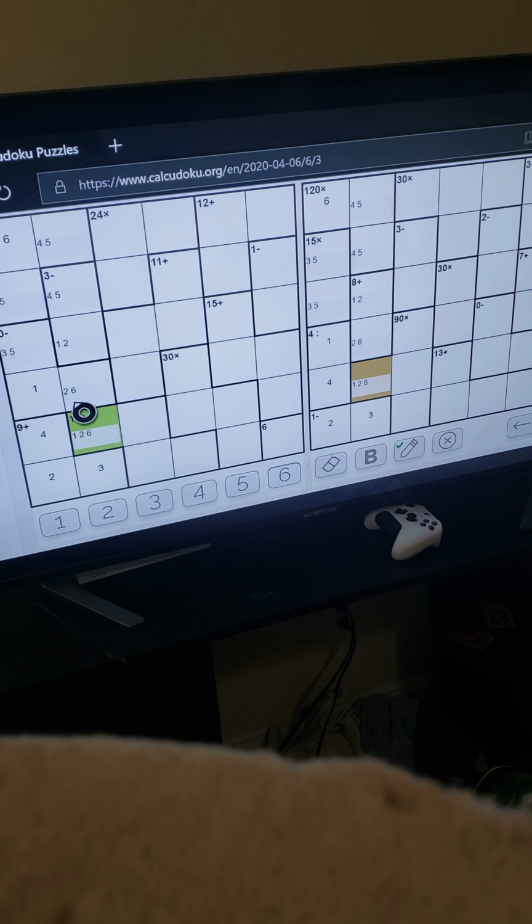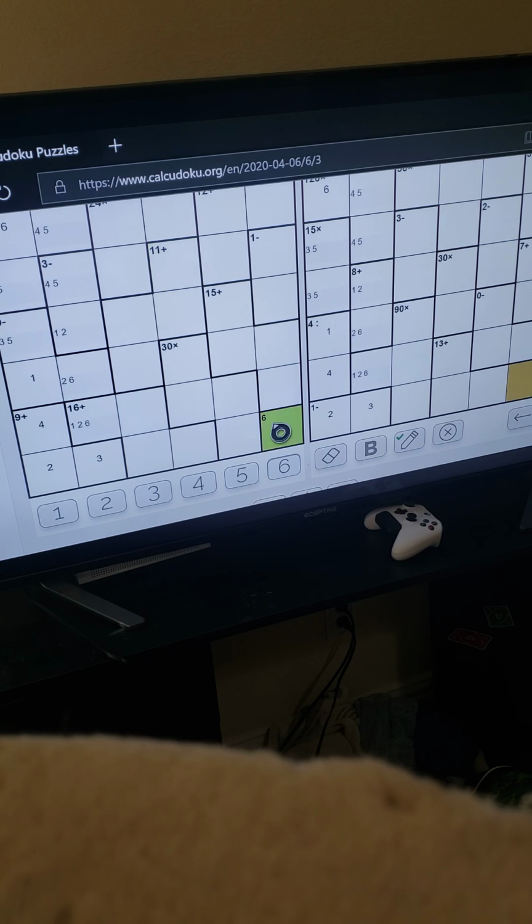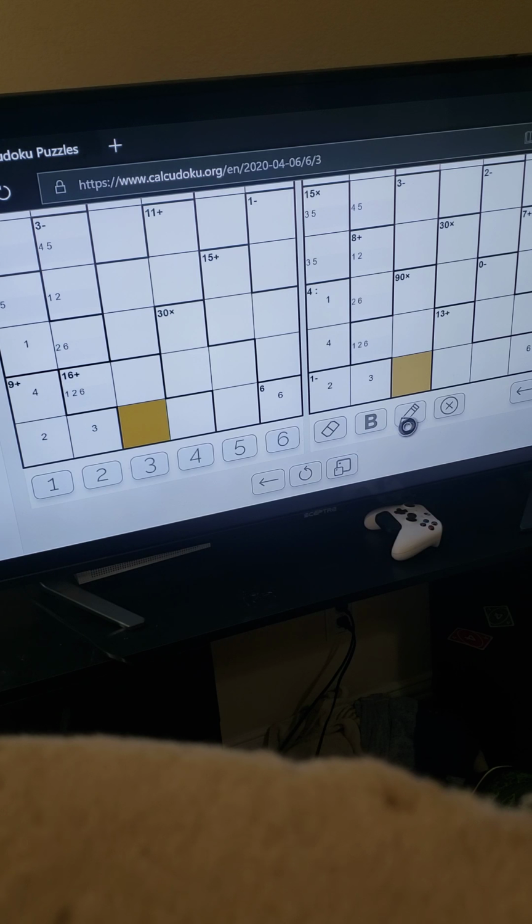Alright, so this already gave a lot of information. So I know that the 6 is a given. And now these cells will form a triple of 1, 4, and 5.